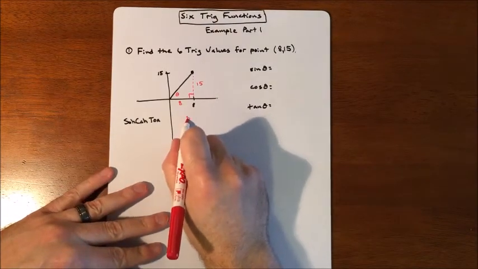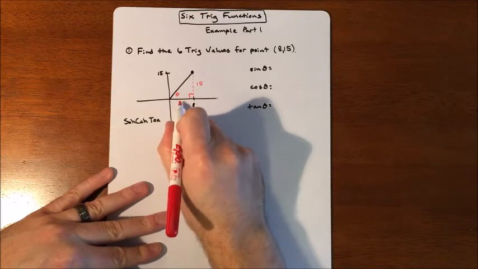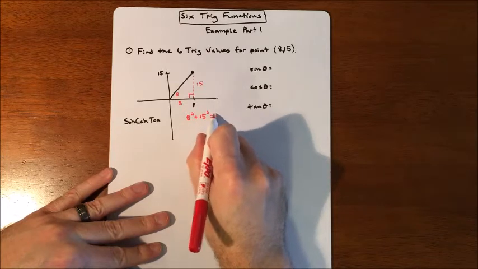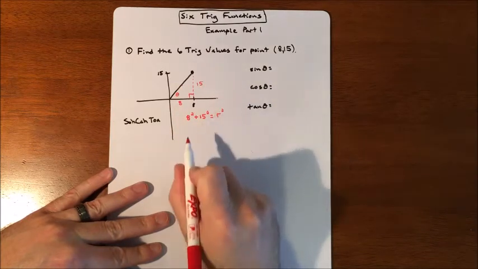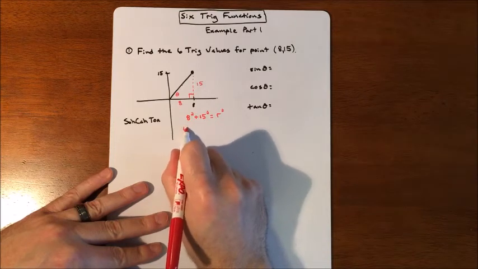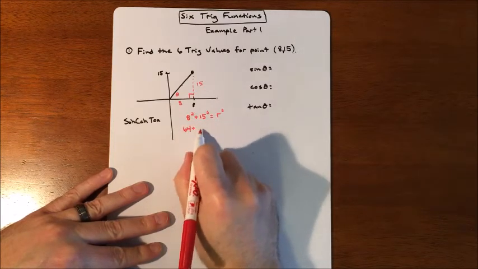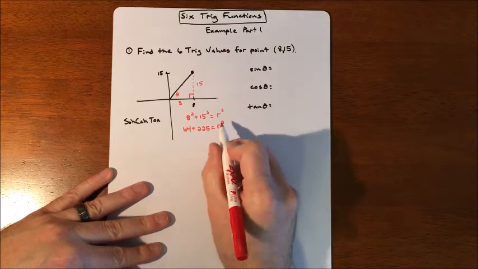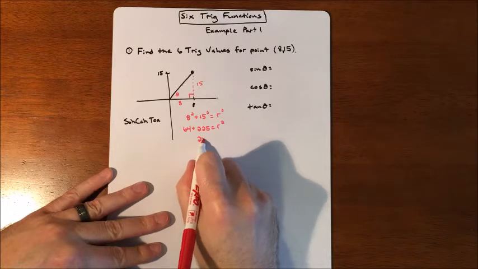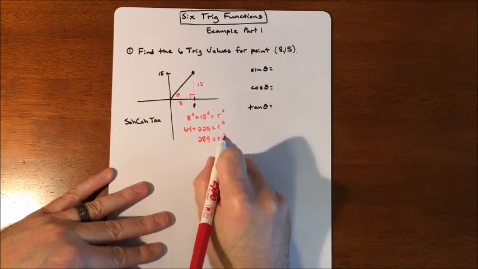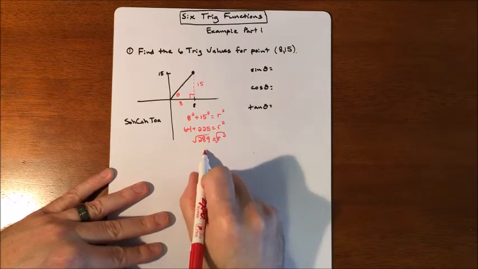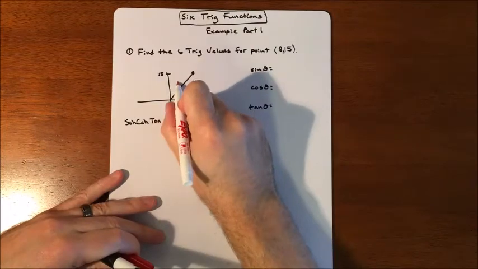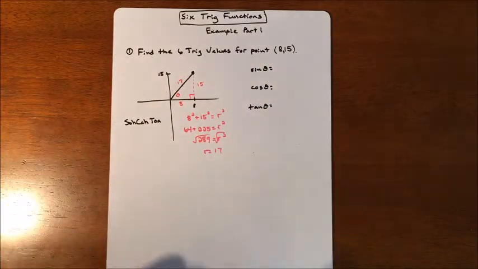So with the Pythagorean theorem, leg squared plus leg squared equals hypotenuse squared. Call it the radius. So 8 squared is 64, 15 squared is 225, and if I add them together, I get 289. Then I'll square root both sides, so my radius is 17. Now I label my picture, and I have everything I need.